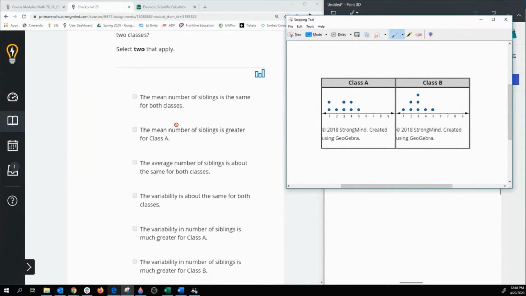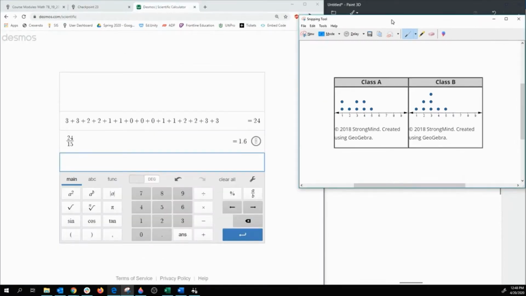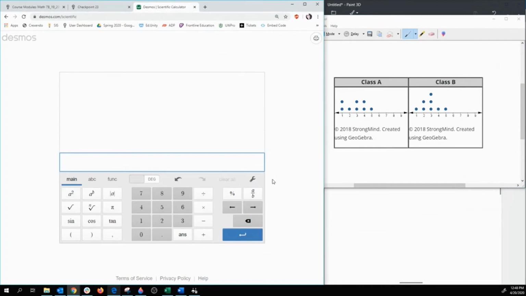So the first one says that the mean for the number of siblings is the same for both classes. The mean for the siblings is greater for Class A. So what we need to do here is figure out the average for both of these. For Class A, I have 2 1s, 1 2, 2 3s, 2 4s, 1 5. So I'm going to take 23 and divide it by 8, because I have 8 dots in Class A.